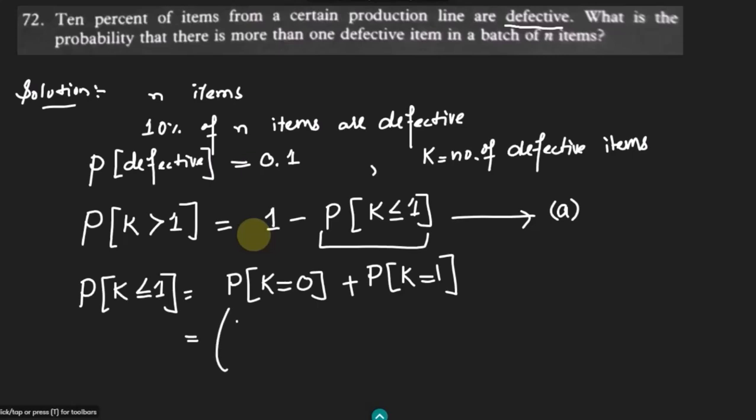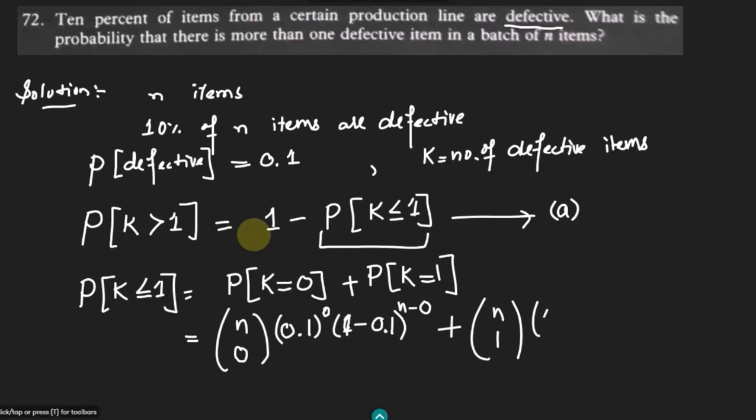I have to use the n number of items, and out of those items I want to find the probability that 0 items are defective, with the probability of a defective item being 0.1 to the power 0, and the probability of 1 minus 0.1 to the power n minus 0. Similarly, for the probability that k is equal to 1, I would have n choose 1, 0.1 to the power 1, and 1 minus 0.1 to the power n minus 1. Okay, so this is the equation.